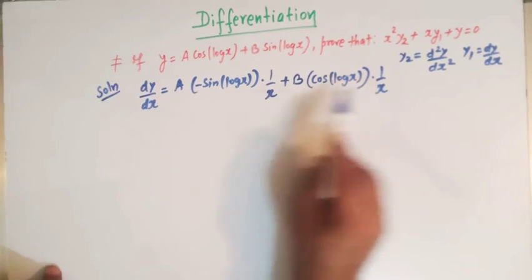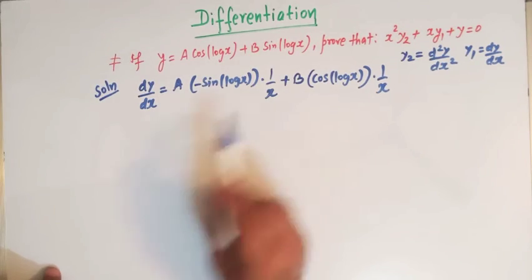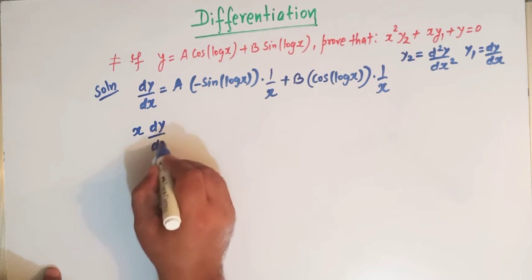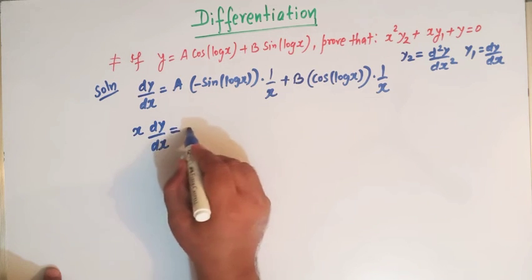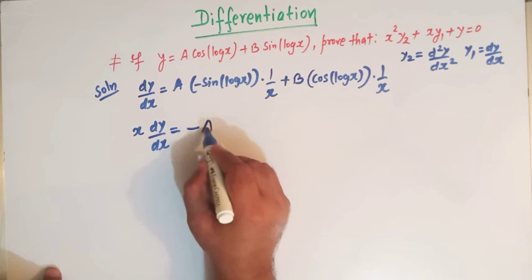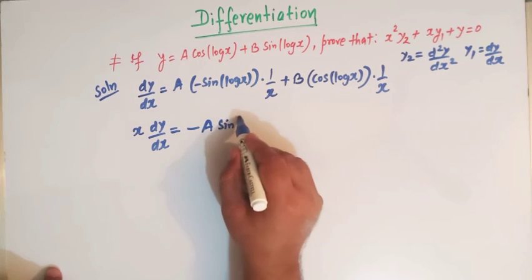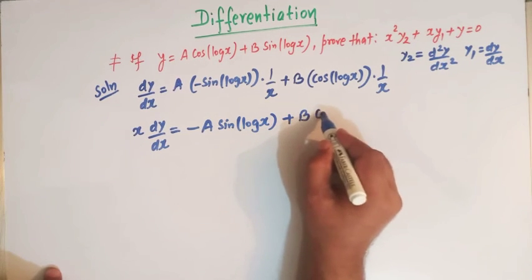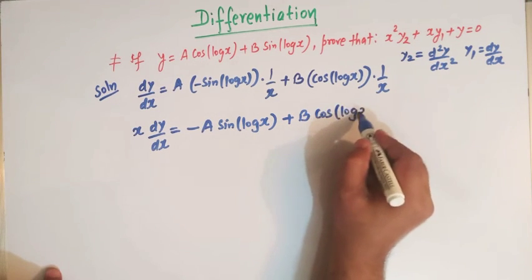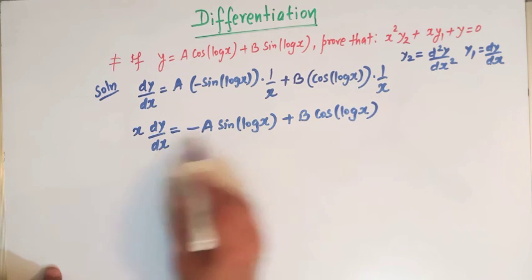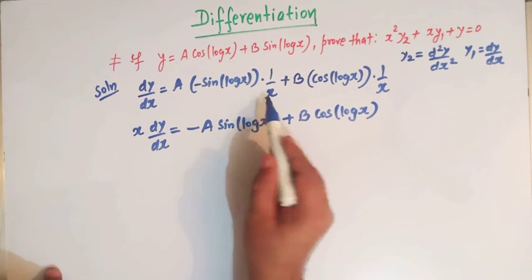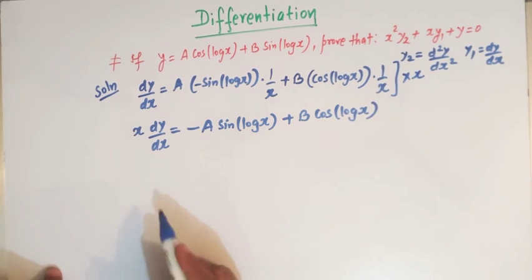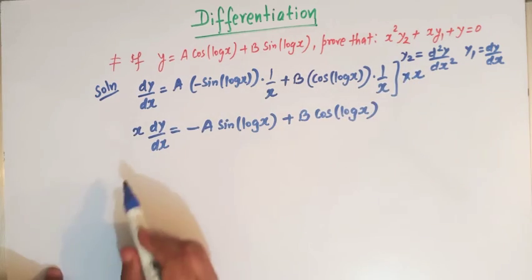Now multiplying both sides by x, we have here x times dy over dx, and this is minus a sine log x plus b cos log x, right? Okay, now this x and this x get cancelled if we multiply this whole equation by x. So here we get x.